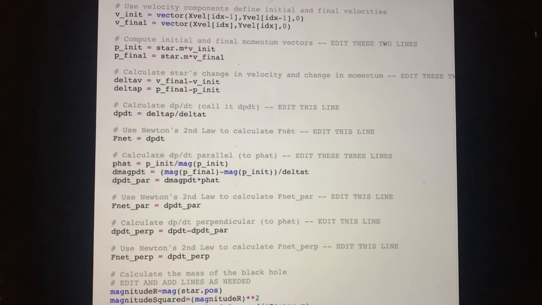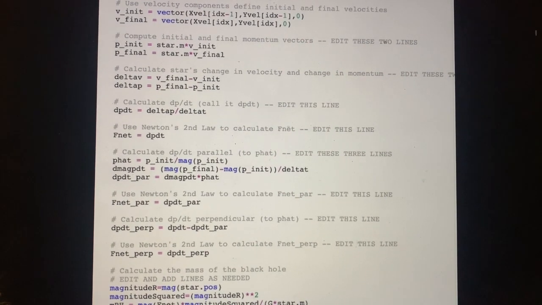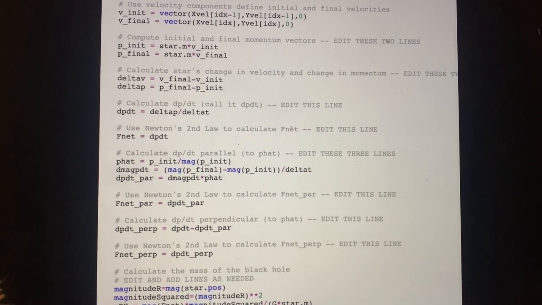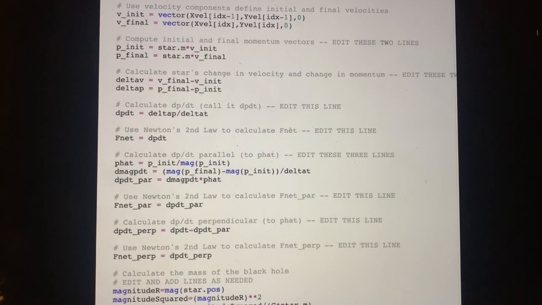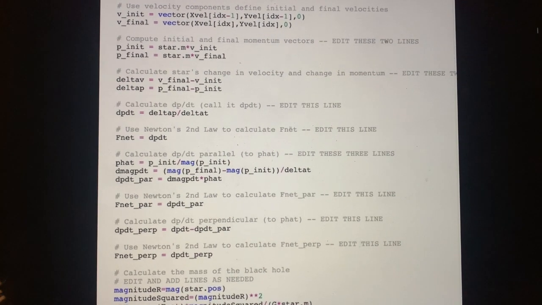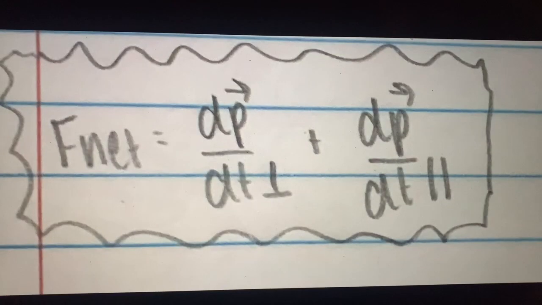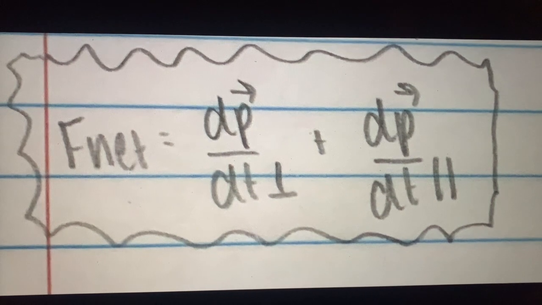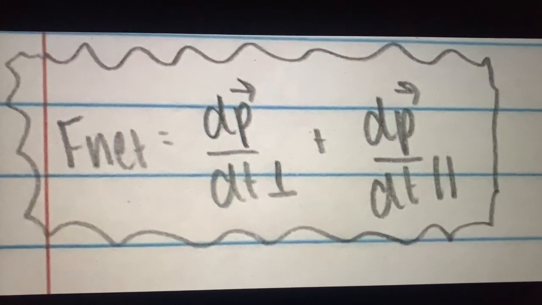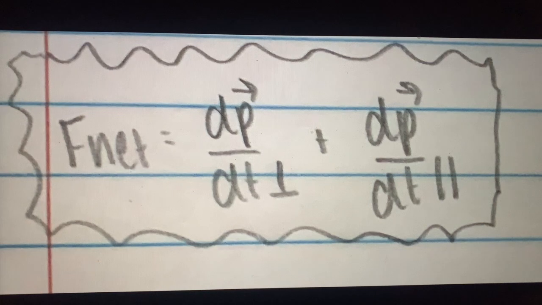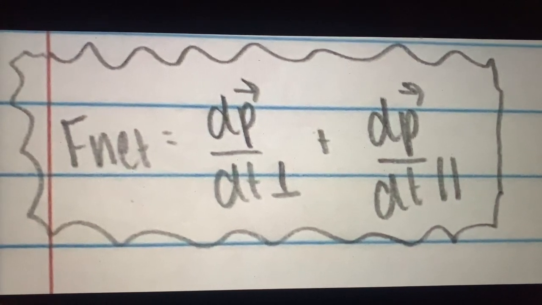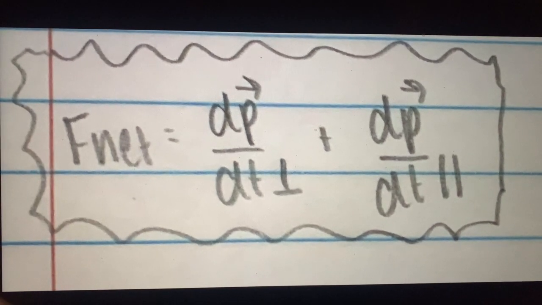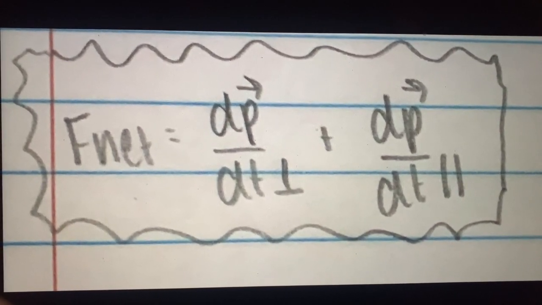As seen in this code, the initial momentum of the star is calculated by multiplying the initial velocity times the mass of the star. Also, it should be noted that the net force is separated into two components, the parallel and perpendicular forces. The perpendicular component of the force is responsible for the change in direction of the star. Since the star is orbiting the black hole in a circular motion, it is clear that this component of Fnet is not equal to 0. In contrast, the parallel component of the net force is responsible for the change in the magnitude of the momentum, or the velocity.